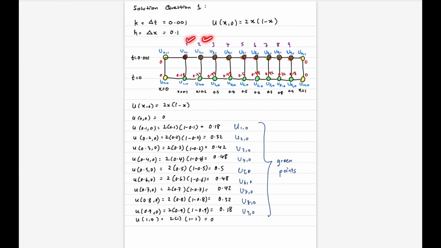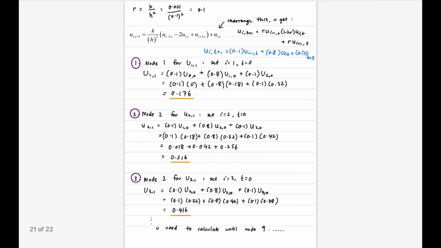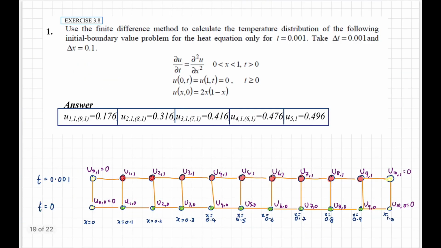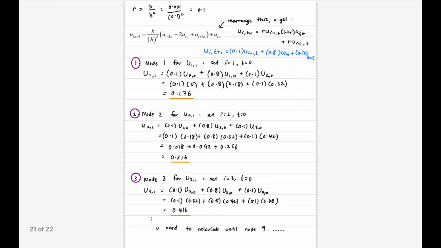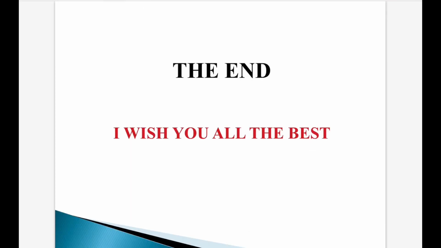So let's label it. Okay, 1, 2, 3, 4, 5, 6, 7, 8, 9. So I just calculate for node 1, node 2, and node 3. This is the answer. So you can check your answer. You need to calculate until node 9. Okay, check whether you get this answer or not. So that's all for today.